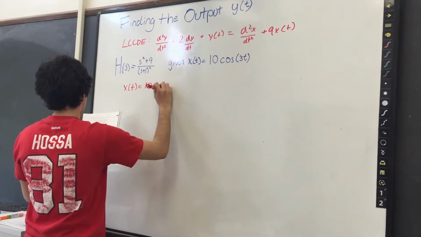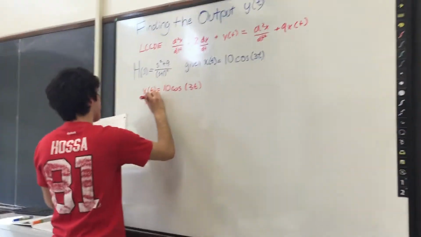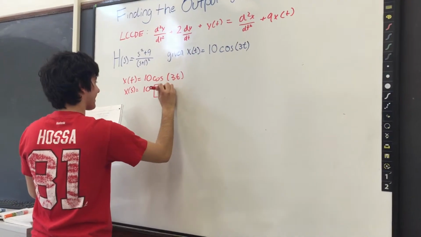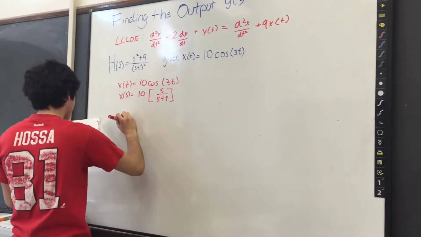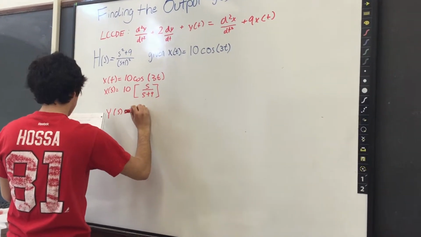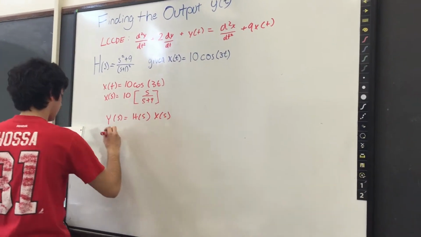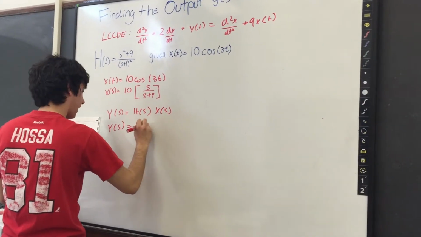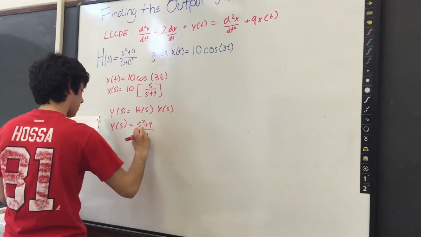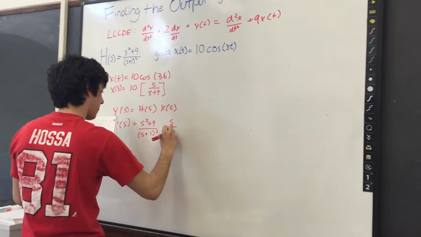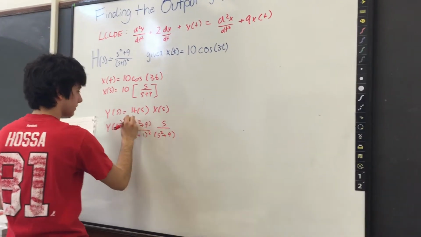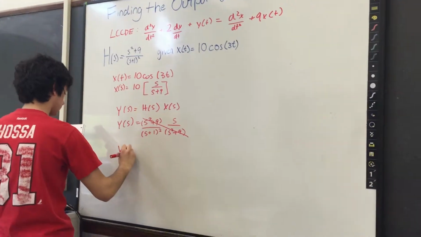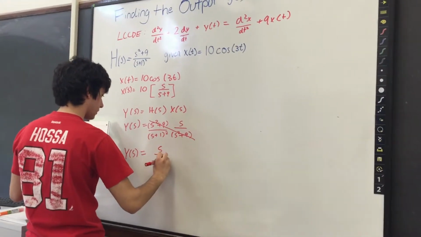Given an input x(t), we can convert this into the Laplace domain by taking the Laplace transform. Now, in order to get the y(t) output, we will multiply H(s) times X(s) to get Y(s). We substitute the values that we solved for earlier, and we can see that the s squared plus 9 terms cancel, so we're left with s over (s plus 1) squared.